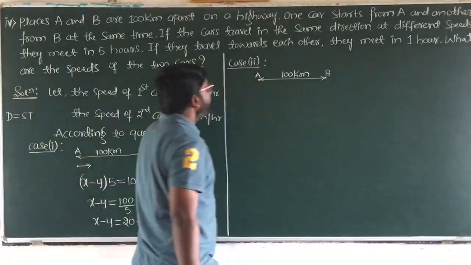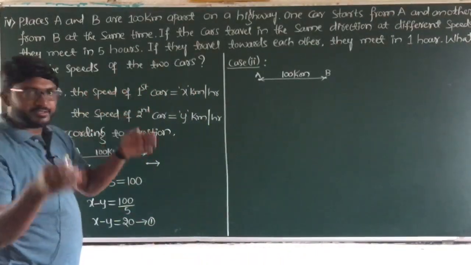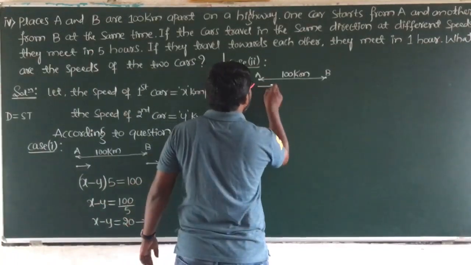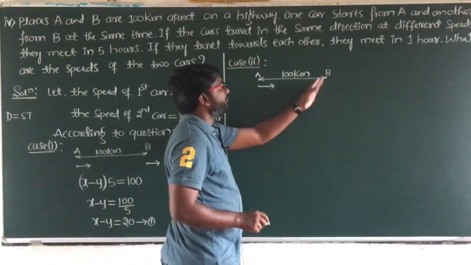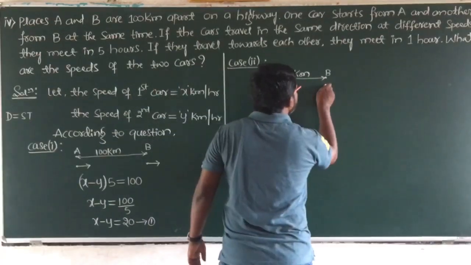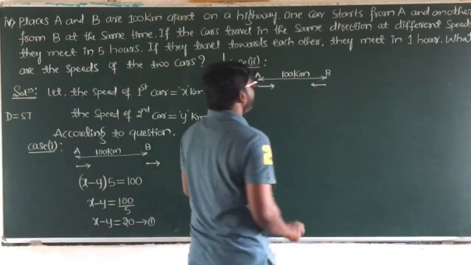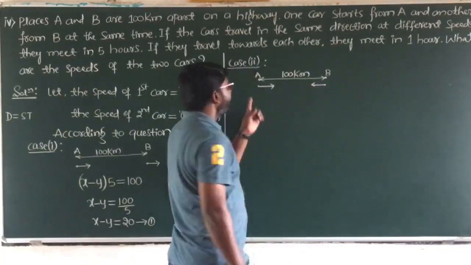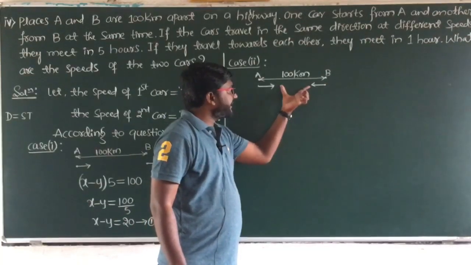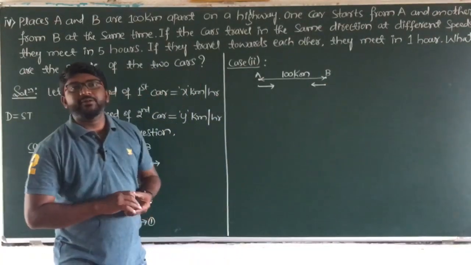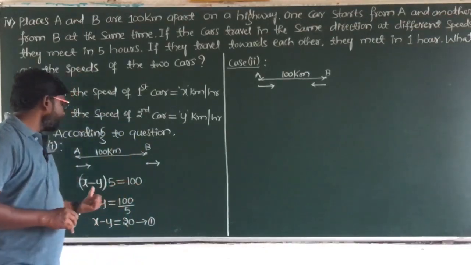Now see here. If they travel towards each other, A is moving in this direction and B is also moving in the same direction. They are moving towards each other. One car starts from A and another car starts from B. In this case, the relative speed is going to be x plus y kilometer per hour. In the earlier case, it was x minus y.